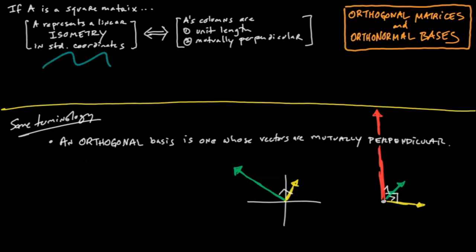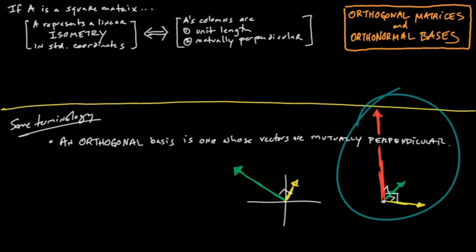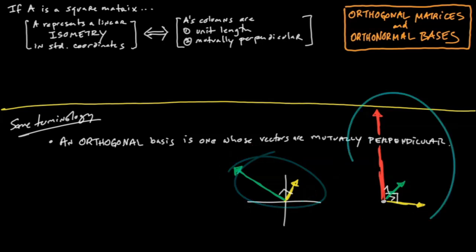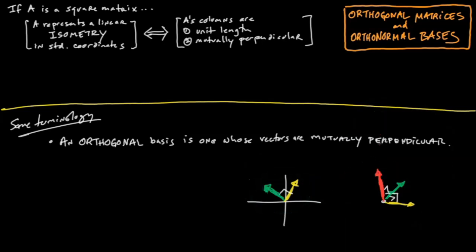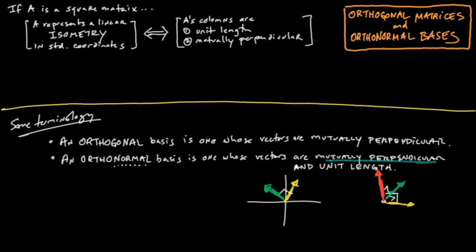But all this talk of isometries and how it turns the standard basis into something that looks just like it might make you think, when I drew these pictures, gee, wouldn't it be nicer if these vectors were all unit length as well? Something more like these guys. Those look much nicer to work with. And indeed, they are much nicer to work with. So we have a special name for a basis of vectors that are not only mutually perpendicular, but also all unit length. To wit, an orthonormal basis is one whose vectors are mutually perpendicular and unit length.